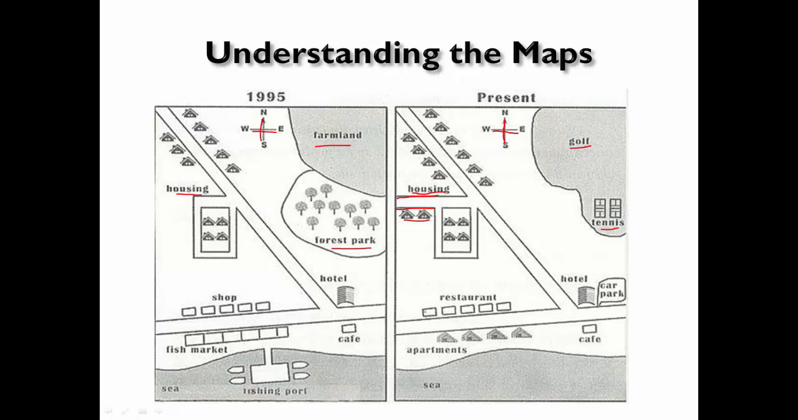Now, are there any other changes? The hotel, there's still a hotel, but they've added a car park. The cafe is still there, and the shops have changed to restaurants. So it's still the same buildings, but they've changed them from shops to restaurants. And the fish market has changed to apartments. The sea is obviously not changed at all, and the fishing port has been removed. There is no more fishing port. So those are the main changes, and you'd have to describe them generally and then describe them in more detail.